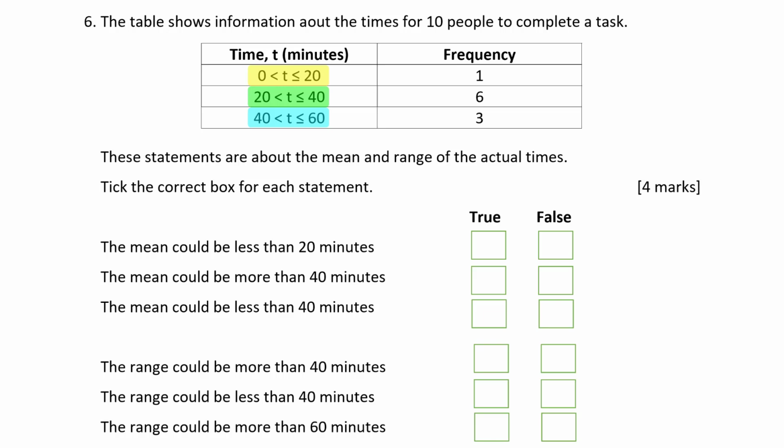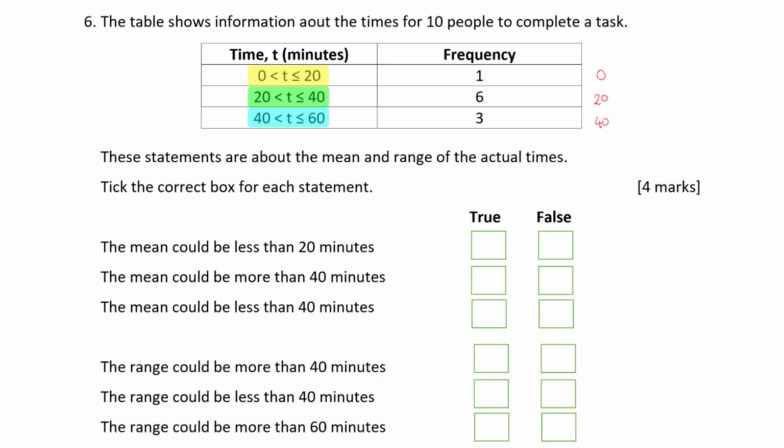Now let's take this one person here who got a time between 0 and 20. The time needs to be strictly greater than 0, but we can use 0 as a boundary on this calculation nonetheless. So I'm going to assume that this one person took a time of 0, or as close to 0 as it could get, so it's actually slightly bigger than 0. And the same, we'll take the lower bound of the other two. So let's assume these 6 people took just over 20 minutes and these 3 people took just over 40 minutes.